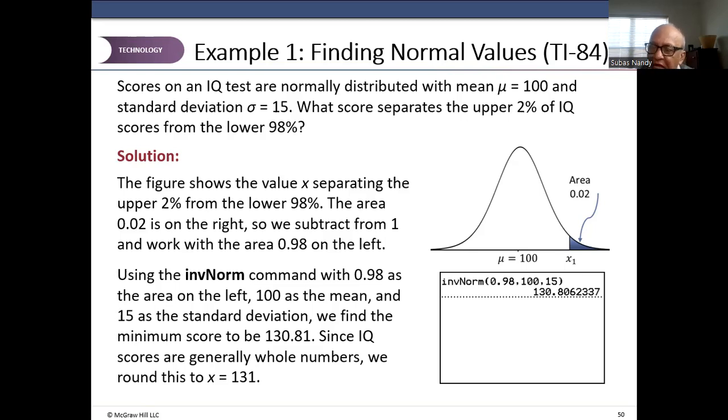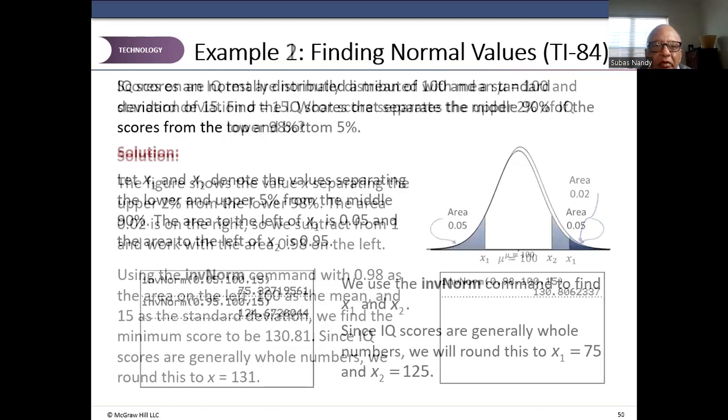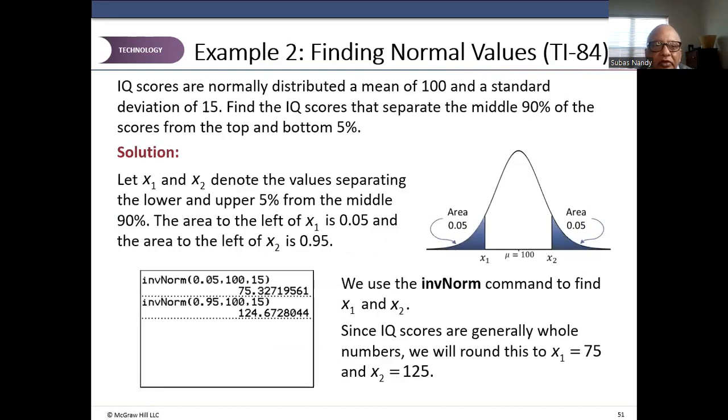And we go down to Paste. Remember, anytime we paste, we have to hit the enter button twice. Enter and again enter. And the answer is 130.81, which they rounded to 131. What does it mean? Only 2% of the scores will be above 131, or 98% of the scores will be below 131.